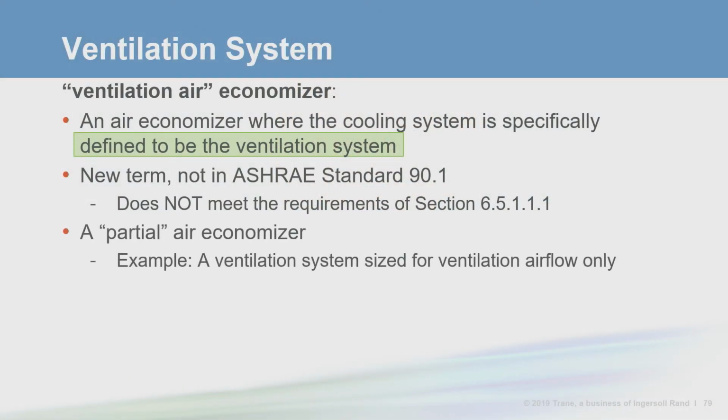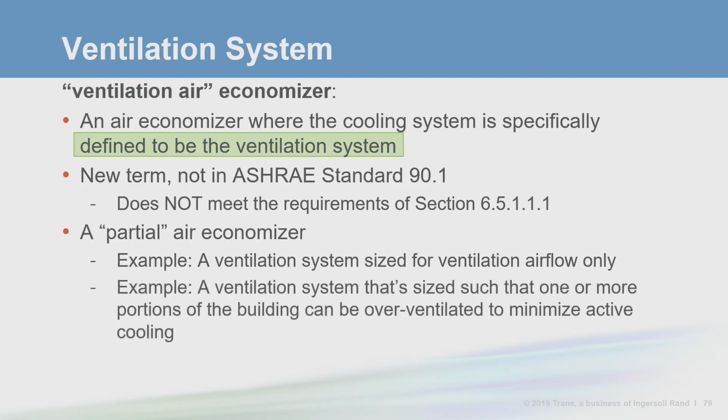Correct. So a ventilation air economizer is effectively a partial economizer, as it is sized for the ventilation air requirements and not 100% of the design supply air quantity. In the event the ventilation system is sized for 100% of the design supply air quantity, the system would meet the requirements for an air economizer and should be referred to as such. Note that more airflow could be brought in, but such an economizer would still be a partial economizer if less than 100% of the design supply air quantity.